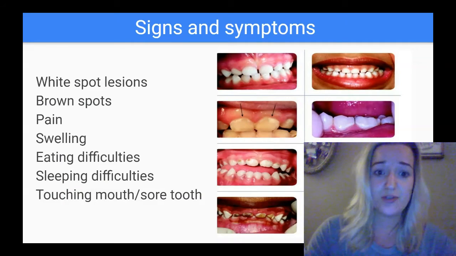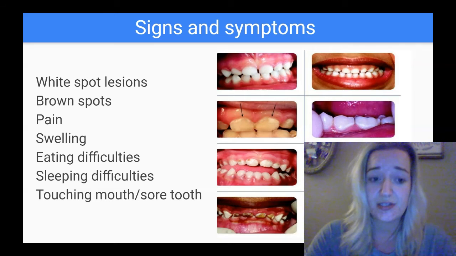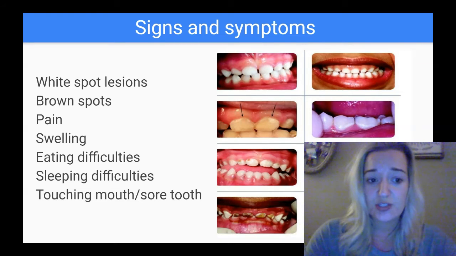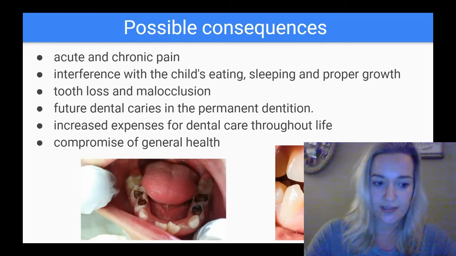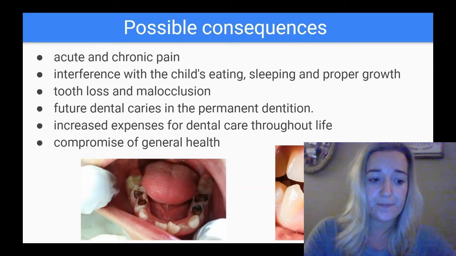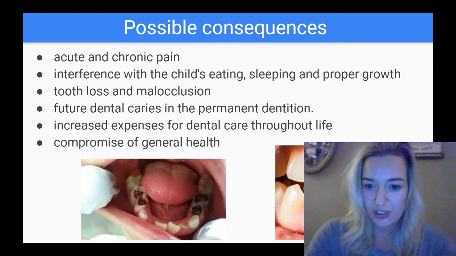So some other signs and symptoms. Like I said earlier with the other pictures, here are some similar pictures. White spot lesions, brown spots, if the child has pain, swelling, eating difficulties, sleeping difficulties, or if they're touching their mouth or their teeth, is an indicator that there could be a possible cavity starting. Possible consequences: acute and chronic pain, interference with a child's eating. Children with ECC are at risk of weighing less than 80% of their ideal weight. Sleeping and proper growth, and normal growth and development may also be delayed due to pain and sleep disturbances. Some tooth loss and malocclusion, which is our biting problems, as seen in the bottom picture to your right.